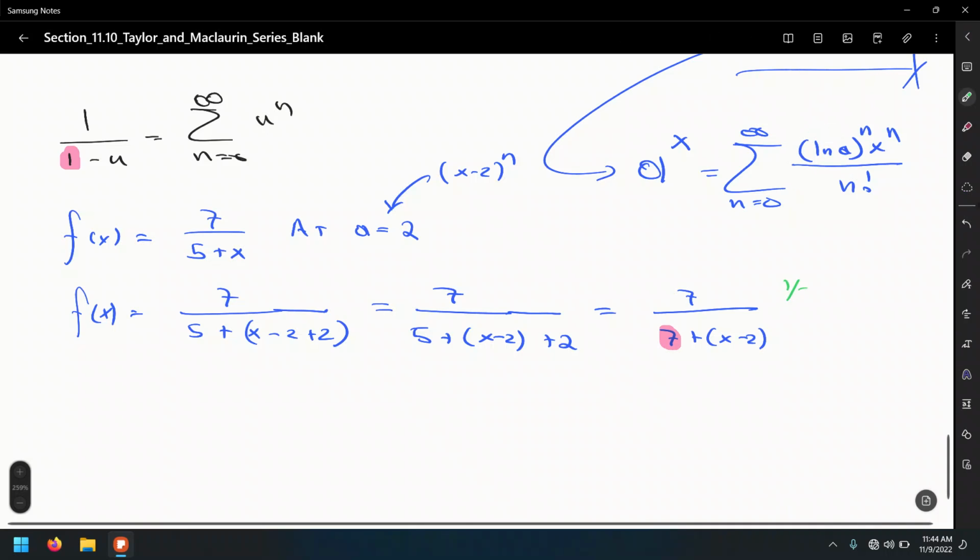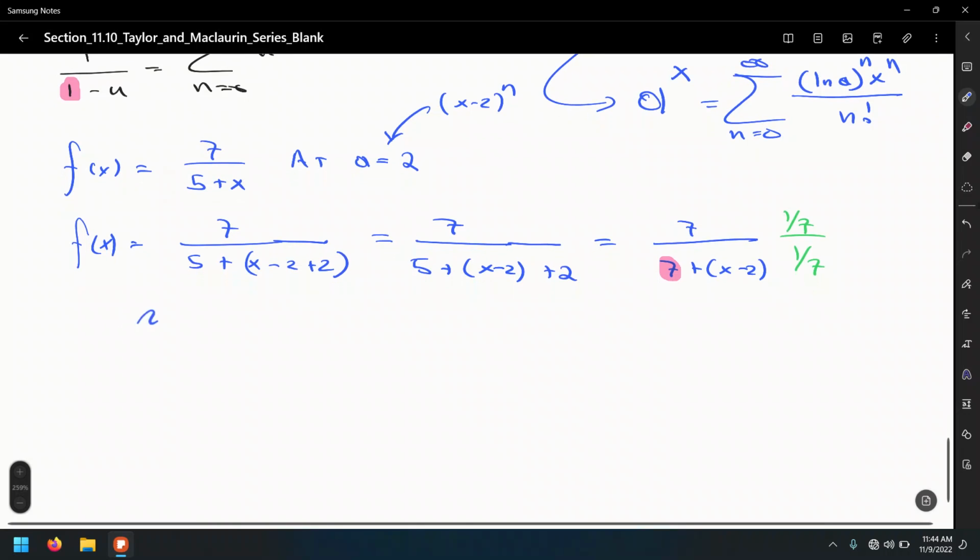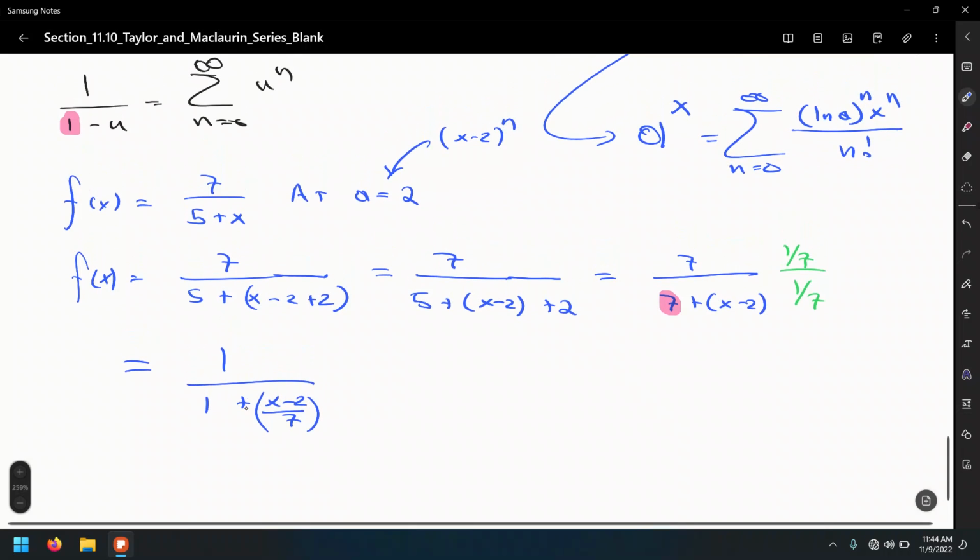Divide or multiply by 1/7 in both the numerator and in the denominator. That's going to give us the following. Oh, well, in this case, it's going to be a lot of cancellations, which is cool. That's 1 over 1 plus x minus 2 over 7. But we still have some little issue. This plus right here has to strictly be a minus. Well, we can switch to a negative and factor it out.